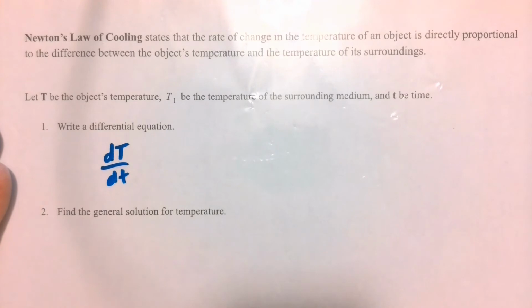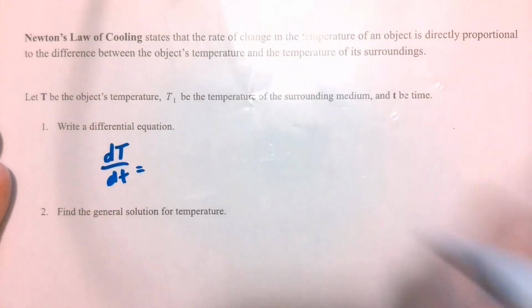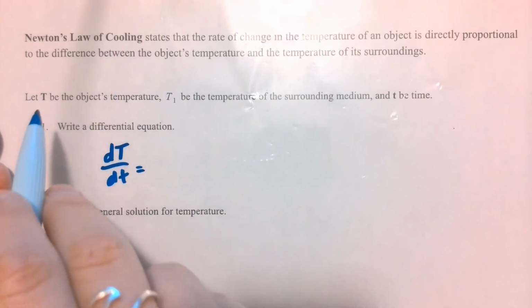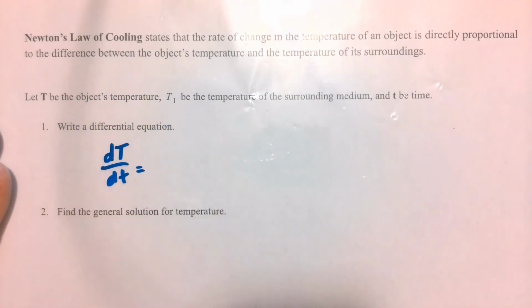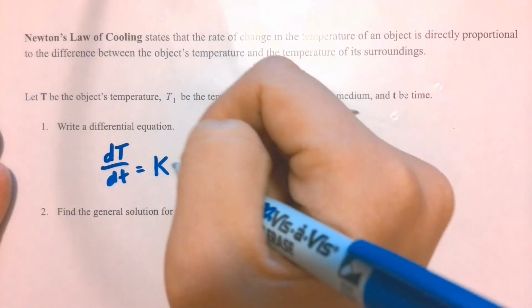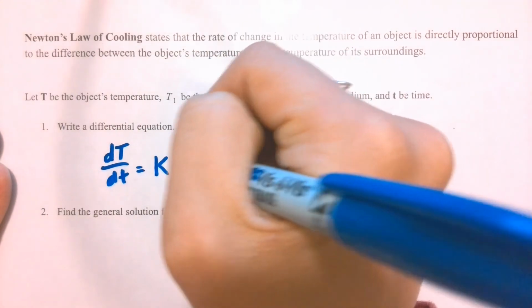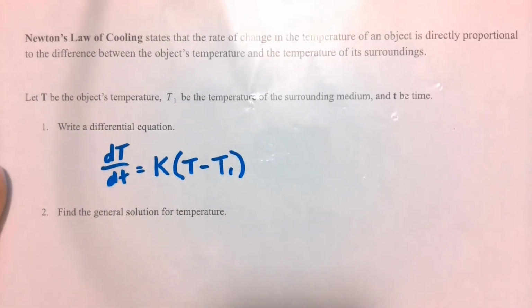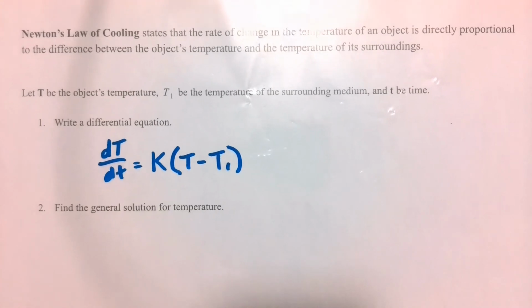So the change in the object's temperature with respect to time is going to be directly proportional to the difference between the object's temperature and the temperature of the surrounding medium. Since it's directly proportional, we'll have that k, times the difference between the object's temperature and the surrounding temperature. So there's our differential equation.